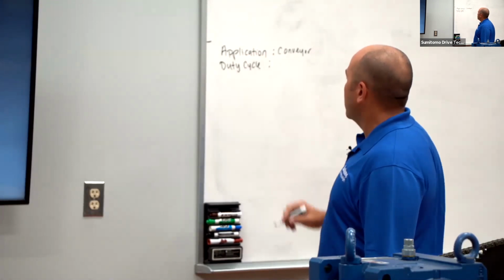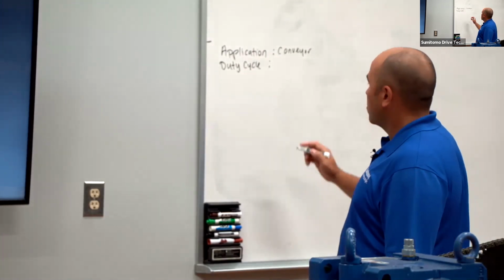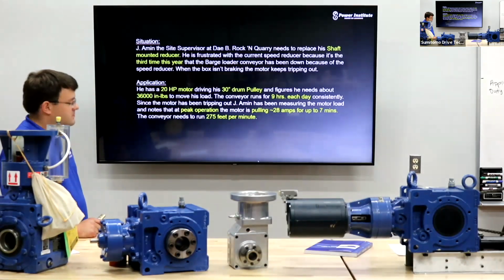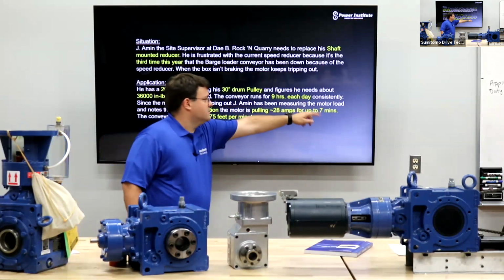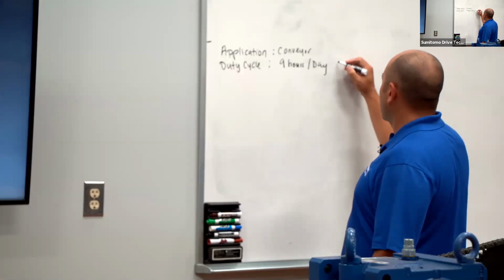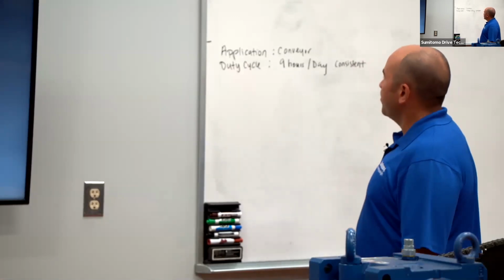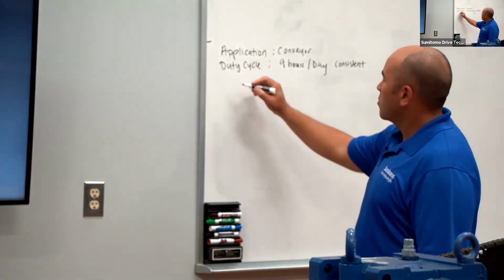Okay. So if we highlight the things he said here, it runs for 9 hours each day. So we can write that down. That's our duty cycle. And he says consistently there as well. So that means there's no starts and stops, so you don't have to consider that in the application. When he starts it, it continues for 9 hours a day until they hit the stop button. Okay. Motor horsepower.